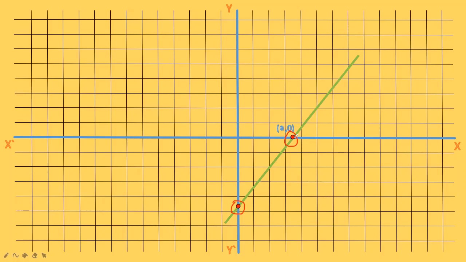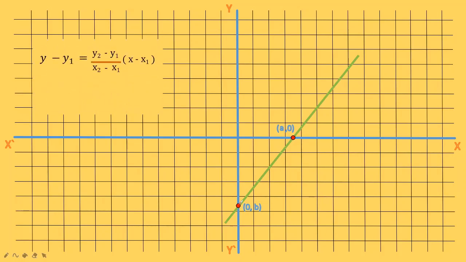So where a is the x-intercept. Now this point will be 0 comma y, and because y is also a variable we are using, we'll call it some other name. We'll call it b. So b is the y-intercept. Okay, now let us apply the same formula which we saw last time. That is y minus y1 is equal to y2 minus y1 whole divided by x2 minus x1 into x minus x1. So this is the equation that we use when we have 2 points, right?